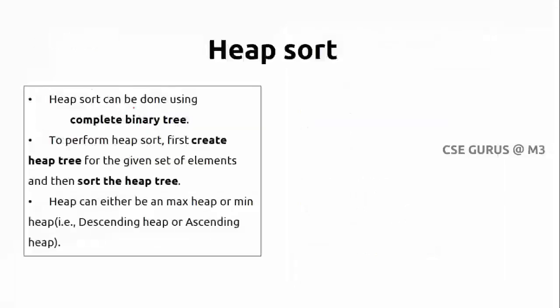Here we can see heap sort. It can be done using a complete binary tree. So if you want to know about heap sort, you first have to know what a complete binary tree is. Then after arranging the elements in a complete binary tree, you have to create a heap tree. So what is this heap tree? That also you have to know. Then you have to sort the heap tree so that you will get the elements in sorted order. While constructing the heap tree, you can either go for max heap or min heap. Anyone you can go, and we have to know all these things.